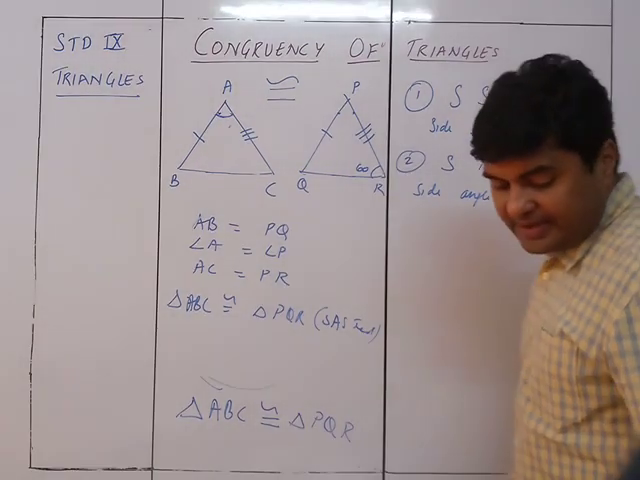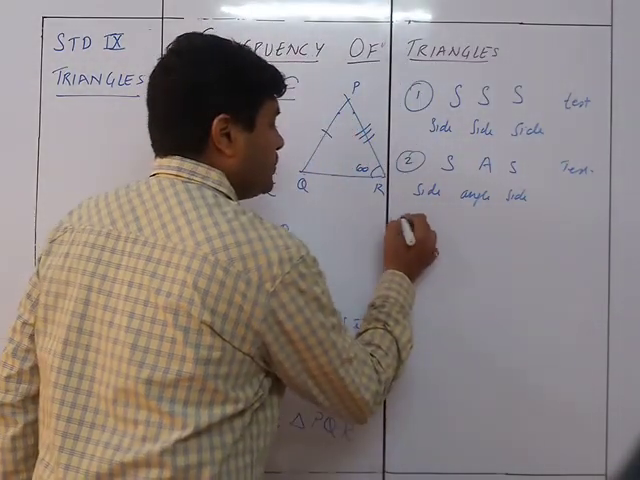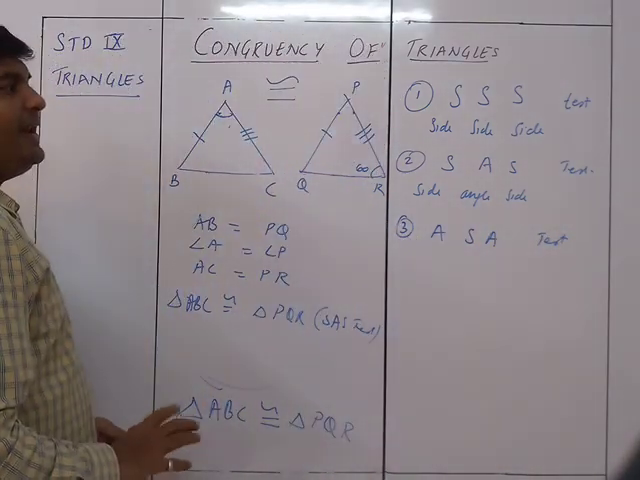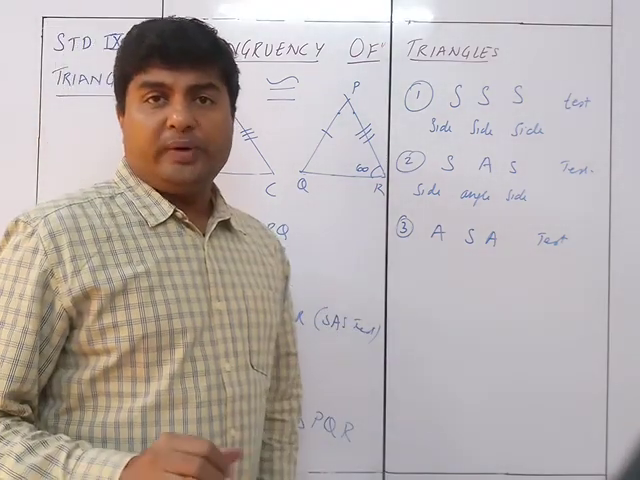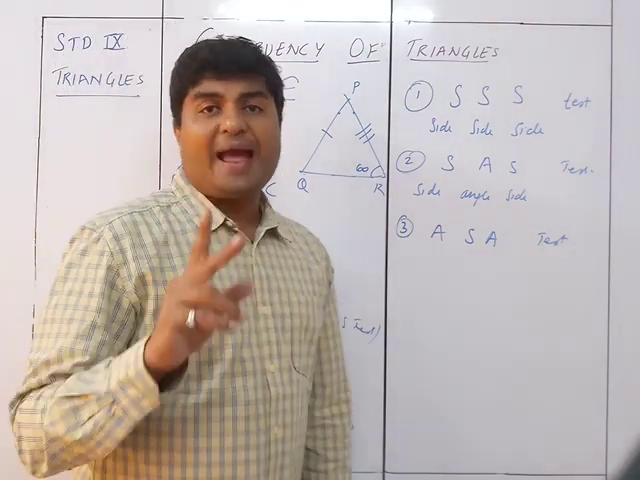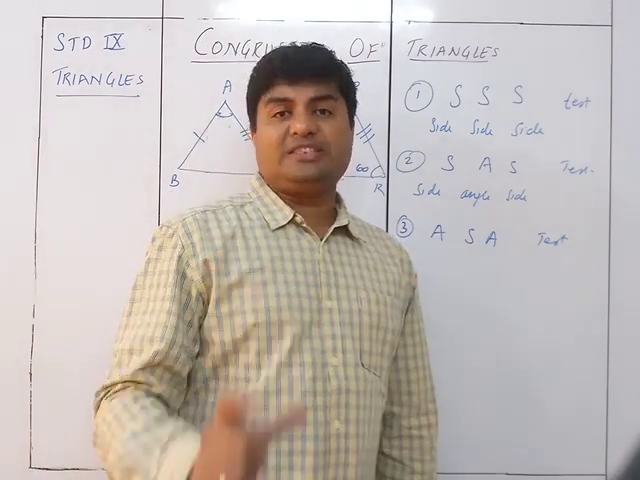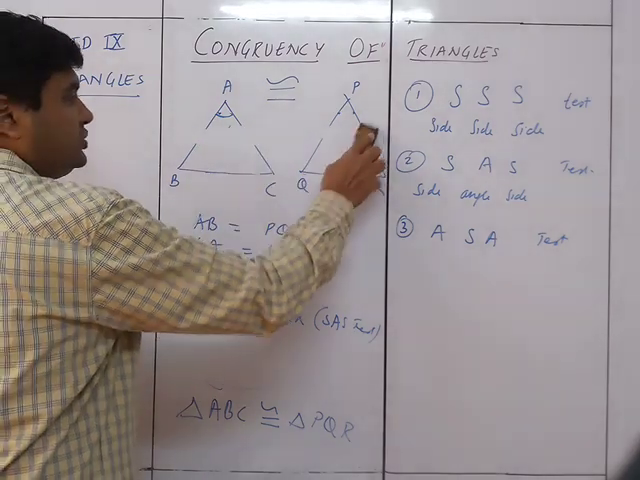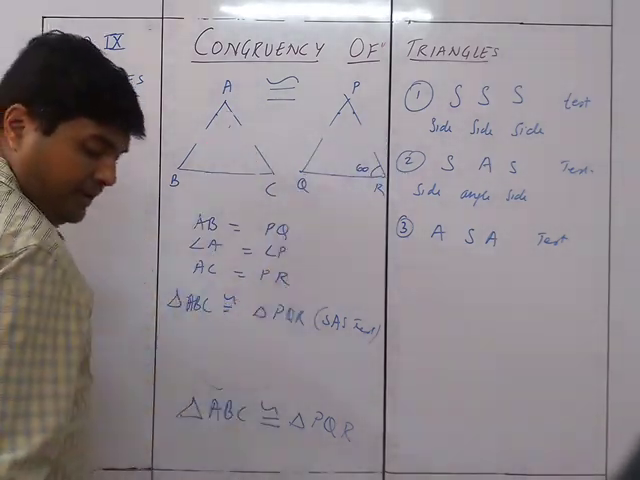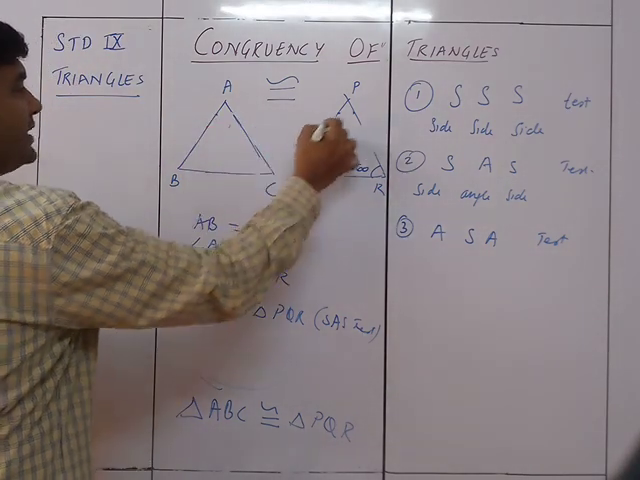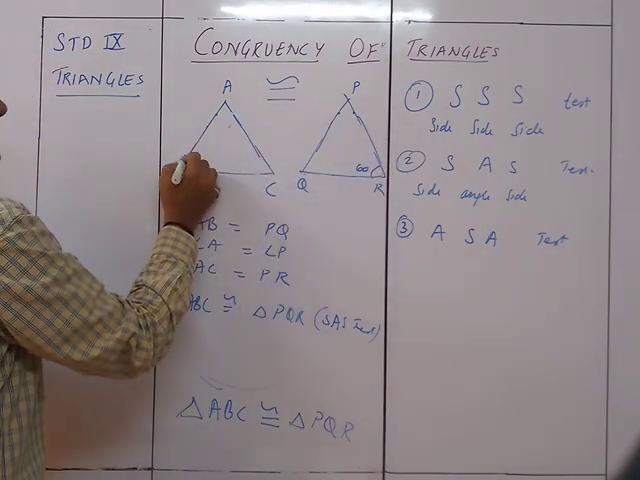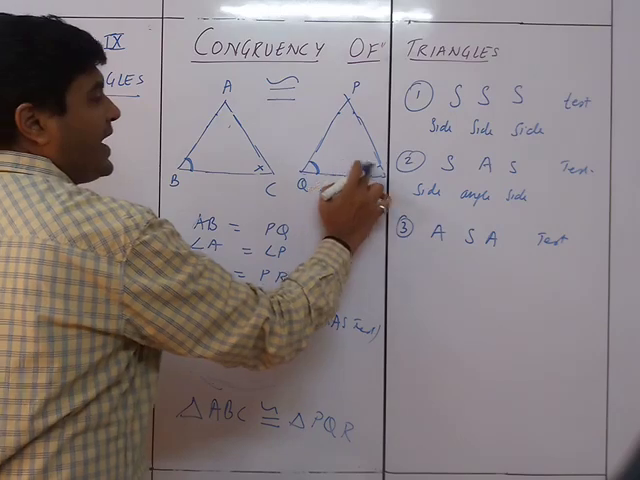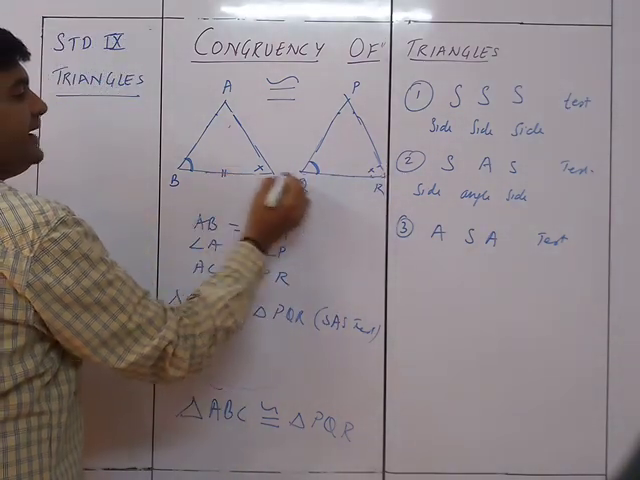The next test is the third one, the ASA test. An ASA test is the one in which you have two angles and the included side which is equal. If we are talking about these two triangles, we can consider this one triangle and this another triangle. It is given that angle B is equal to angle Q and angle C is equal to angle R, and it is given that BC is equal to QR.